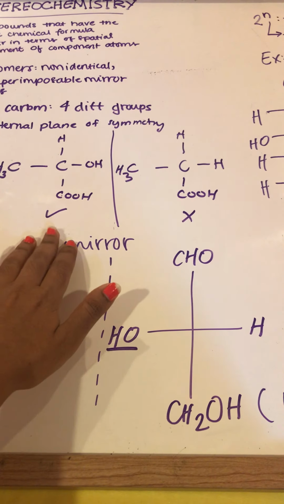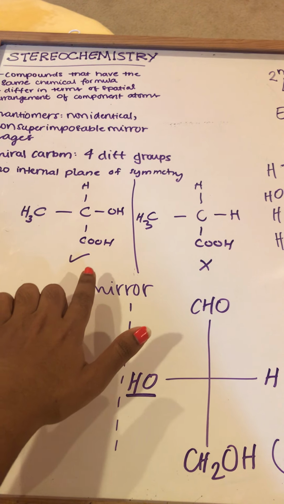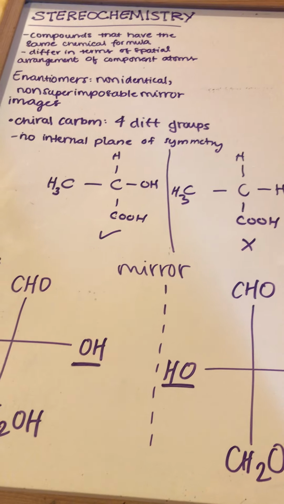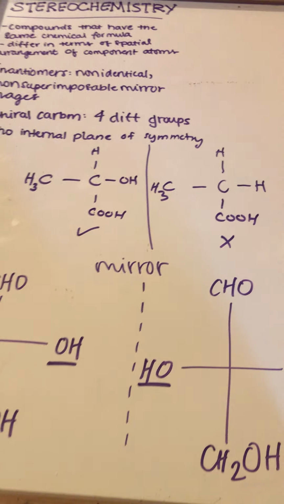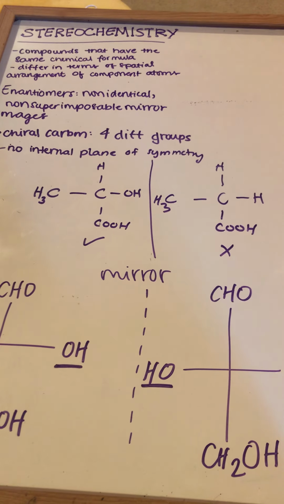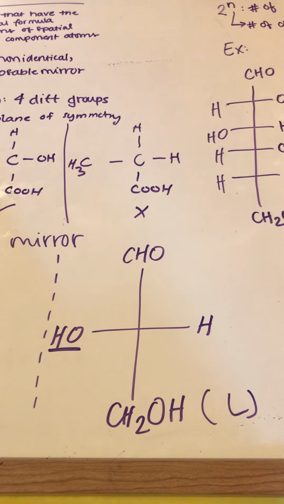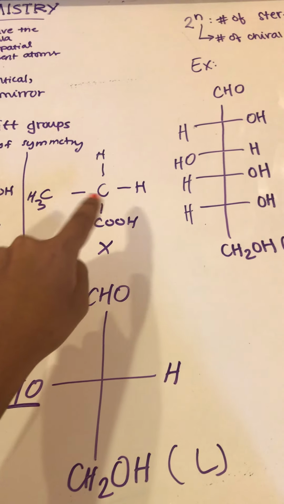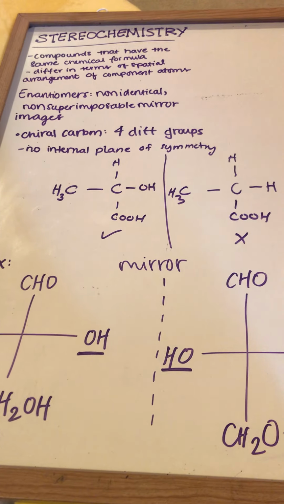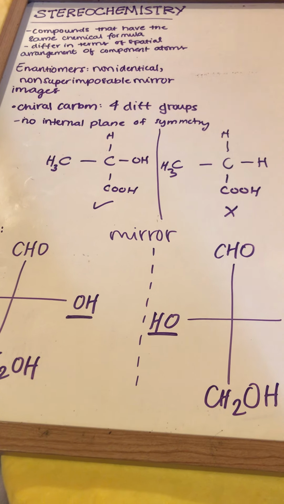So in the first one over here, you can see that you have a central carbon that's attached to an OH group, a carboxylic acid group, a CH3 group, and an H, or a hydrogen. This carbon right here would be considered chiral because it has 4 different groups attached to it. This one over here, on the other hand, would not be considered a chiral carbon because you have a carbon with 2 hydrogens attached to it, and that doesn't fall into our definition of what a chiral carbon is. So that's a little background on what a chiral carbon is.